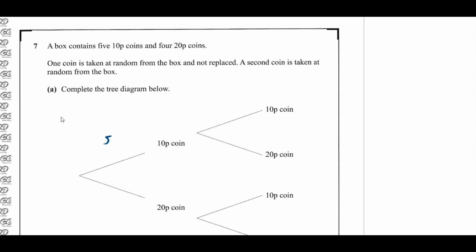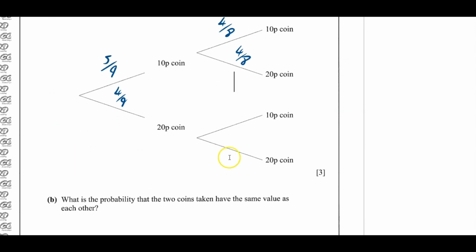So the chance of getting a 10p is 5 out of 9. So 20p is 4 out of 9. If you've already taken a 10p out, you've only got 4 left out of 8, and likewise 4 out of 8 for this one. And if you've taken a 20p out, you've only got 3 left out of 8, so you've still got 5 left out of 8.